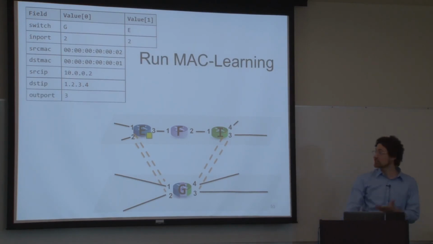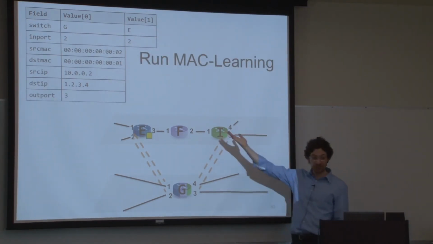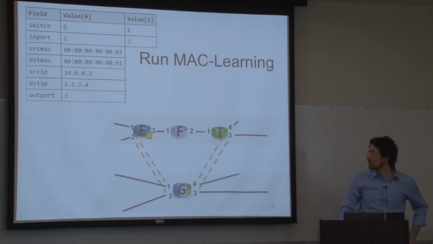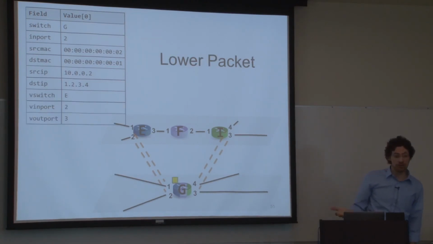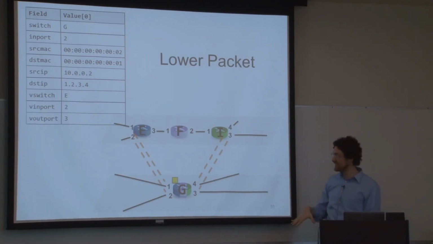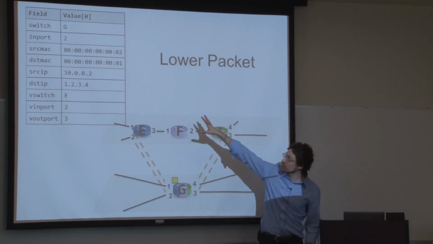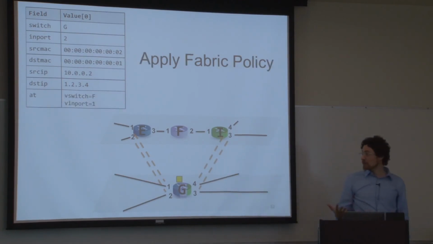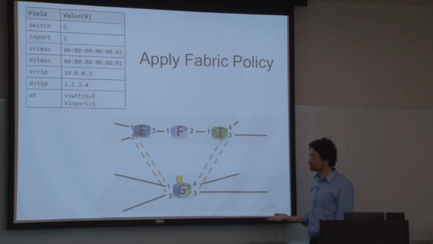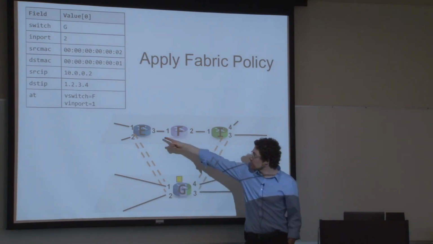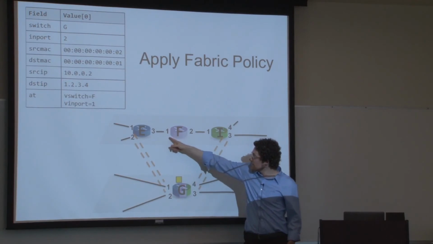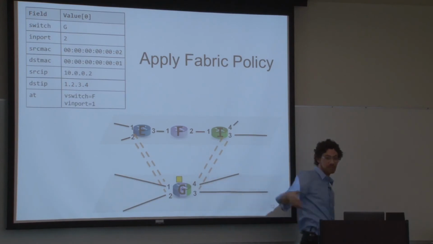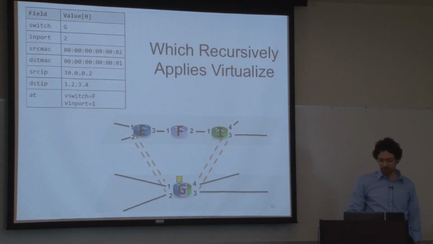And we can run that policy, in this case MacLearning, which is going to determine a physical output on what it thinks is physical switch E that the packet should leave. Once we've run our client policy, we're going to lower our packet back down by pushing the physical headers back to virtual ones and apply our fabric policy, which is going to determine where we go next. In this case, if we were at E3 as our output, then the next place our packet's going to move is F1. So in fact, we're at vSwitch F and vinport 1 now.